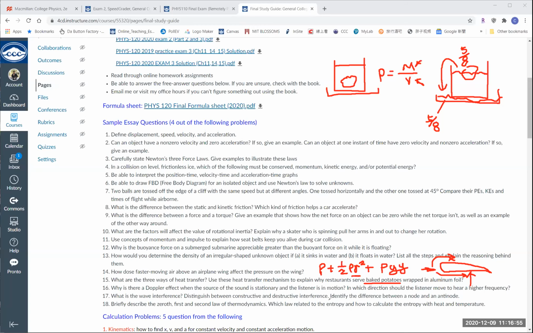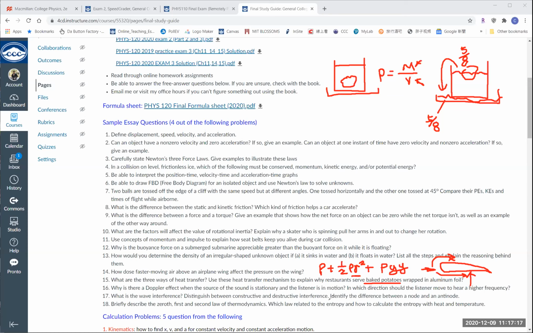So number 17, what is wave interference? Wave interference means if you have two or more waves generated over time, they're going to have an interaction between each other. Either they will have a constructive or destructive interference.